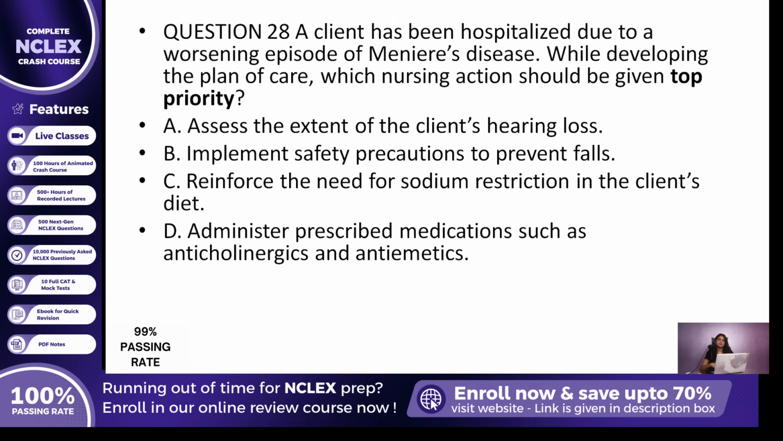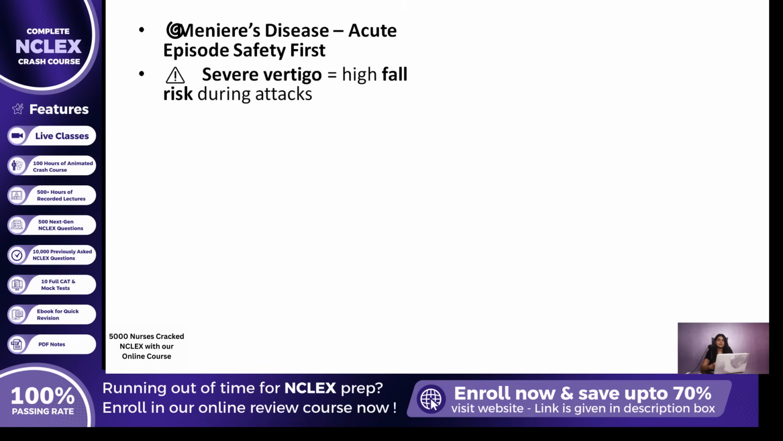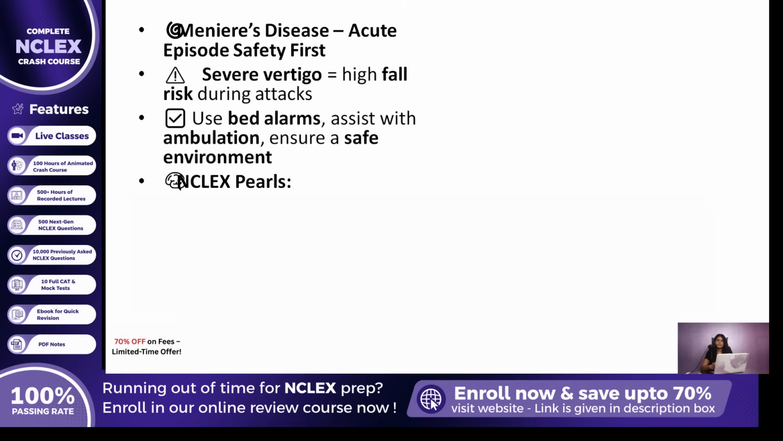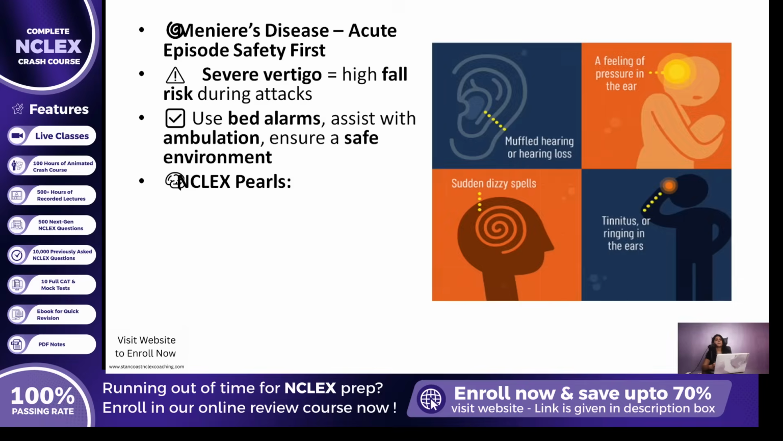Implement safety precautions to prevent falls. During acute Meniere's episodes, severe vertigo significantly raises fall risk. Preventing injury is the top priority, making safety interventions like using bed alarms, assisting with ambulation, and ensuring a safe environment essential. NCLEX clinical pearls.